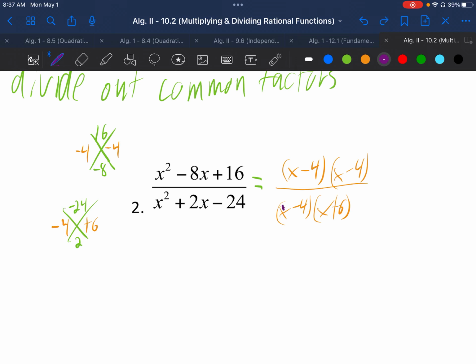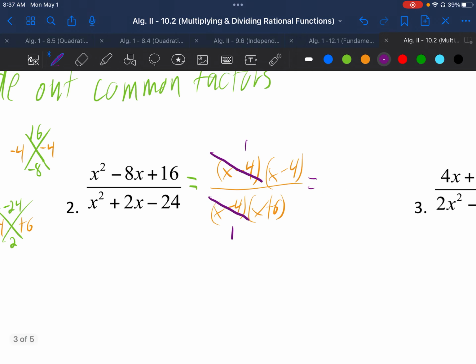So while we still can't reduce just an x and x and call it good, the reason we can't do that is because each of those x's is part of subtraction or addition, and the 4 and the 6 are not multiplying with anything. But we can reduce an entire parenthesis because that entire parenthesis is multiplying with the other parenthesis. And you can reduce parentheses that are exactly the same. So x minus 4 and x minus 4, and those both become 1.